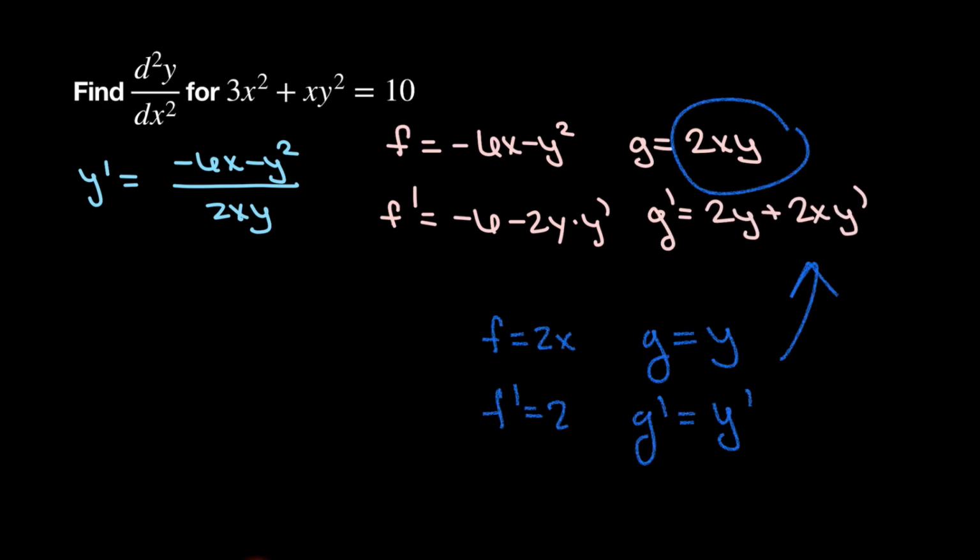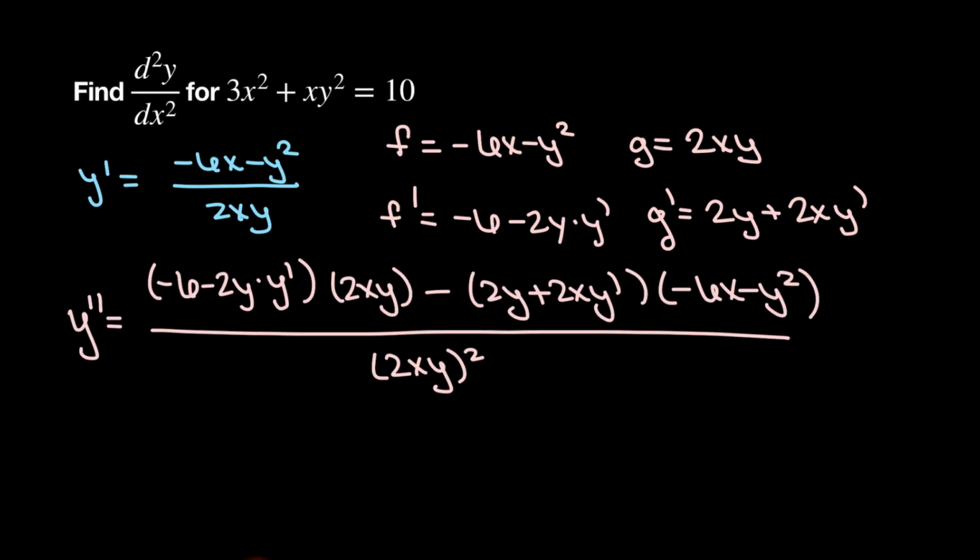To find my g prime, we're going to have to use a product rule. I'm going to say that the first part of my product is 2x, and the second part is y. Derivative of 2x is 2, derivative of y is y prime. So f prime times g, so that's 2 times y, plus g prime times f, 2x times y prime.